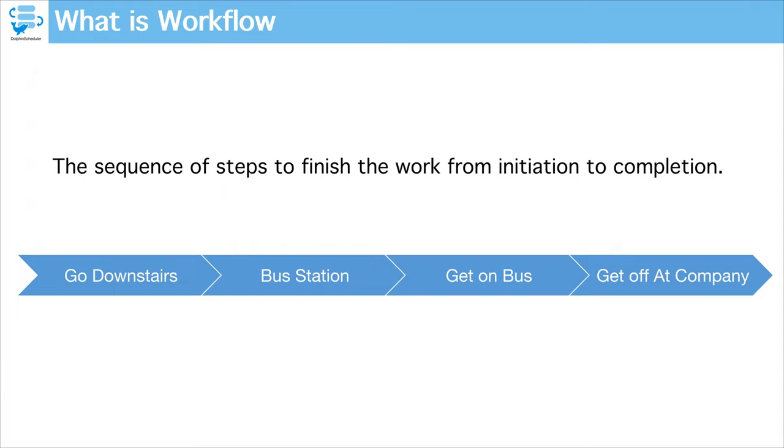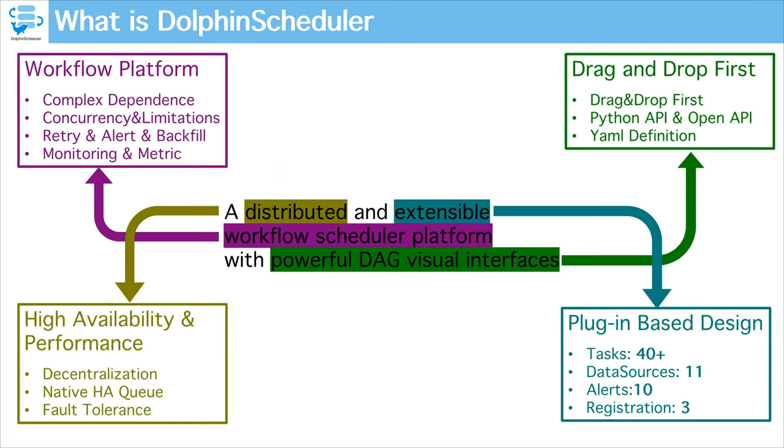As you can see, the job I have to do is separated into four steps, and each of them is sequential. I cannot skip any one of them to get my job done. So workflow is that. And as you know, DolphinScheduler is a workflow orchestration tool. So what is DolphinScheduler? Here is a brief introduction from the DolphinScheduler website.